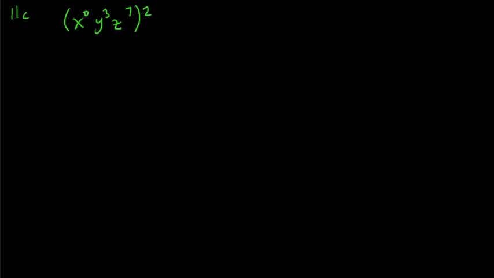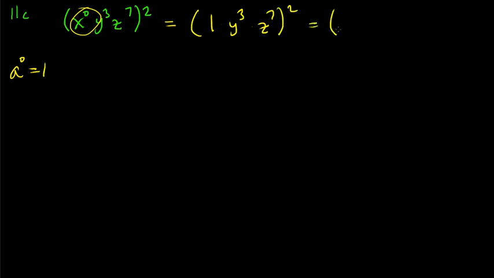All right, so on to part C. X to the 0 times y to the 3 times z to the 7, and then the whole thing squared, right? So first thing I would notice is that anything to the 0 is just 1. So x to the 0 is 1. We're assuming that x is not 0 here. A to the 0 is 1. So this is just going to be 1 times y cubed times z to the 7 squared, or just y cubed z to the 7 squared.